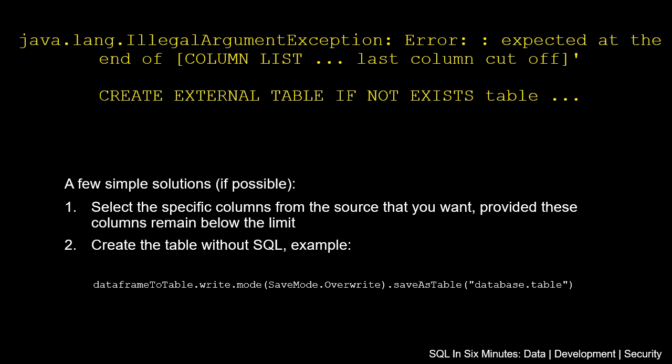So there are actually two very simple solutions if you get this, and it may apply in your context a lot faster. One of those is just to select the specific columns from the source that you want. So if it's a file or an API or whatever you need, just select that specific list of columns, provided that these columns remain below the limit.